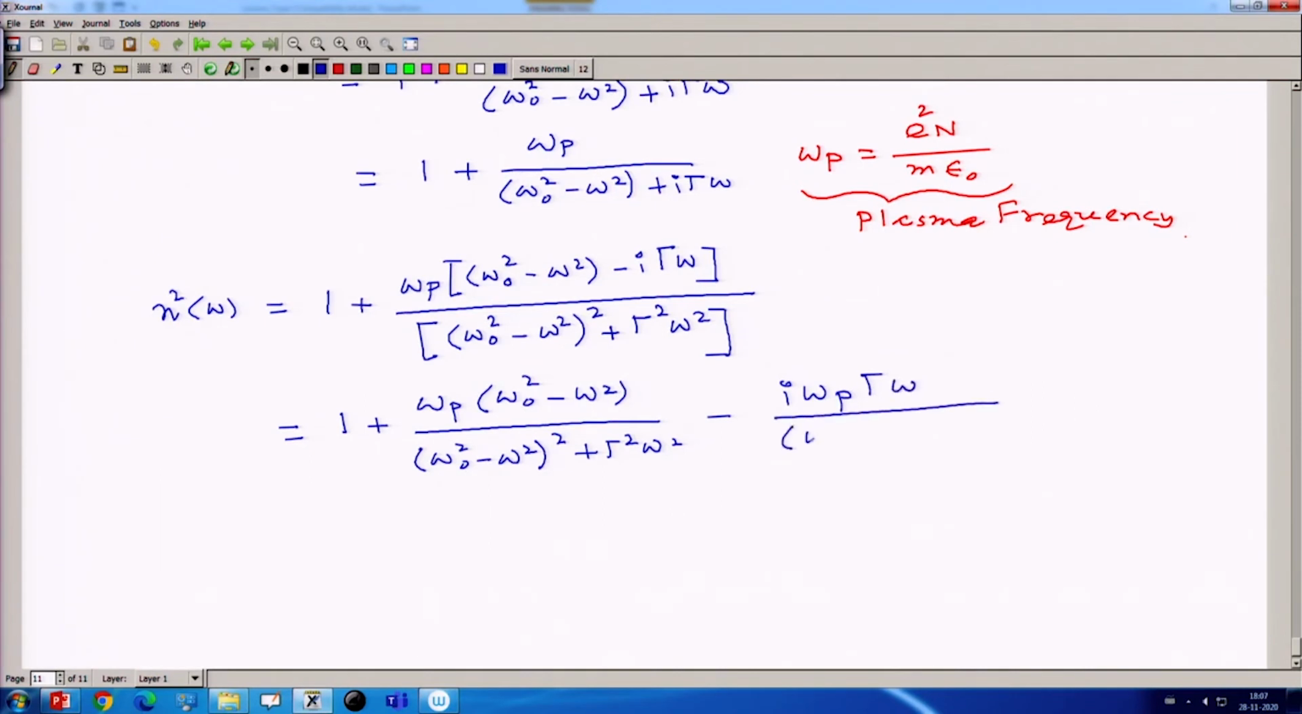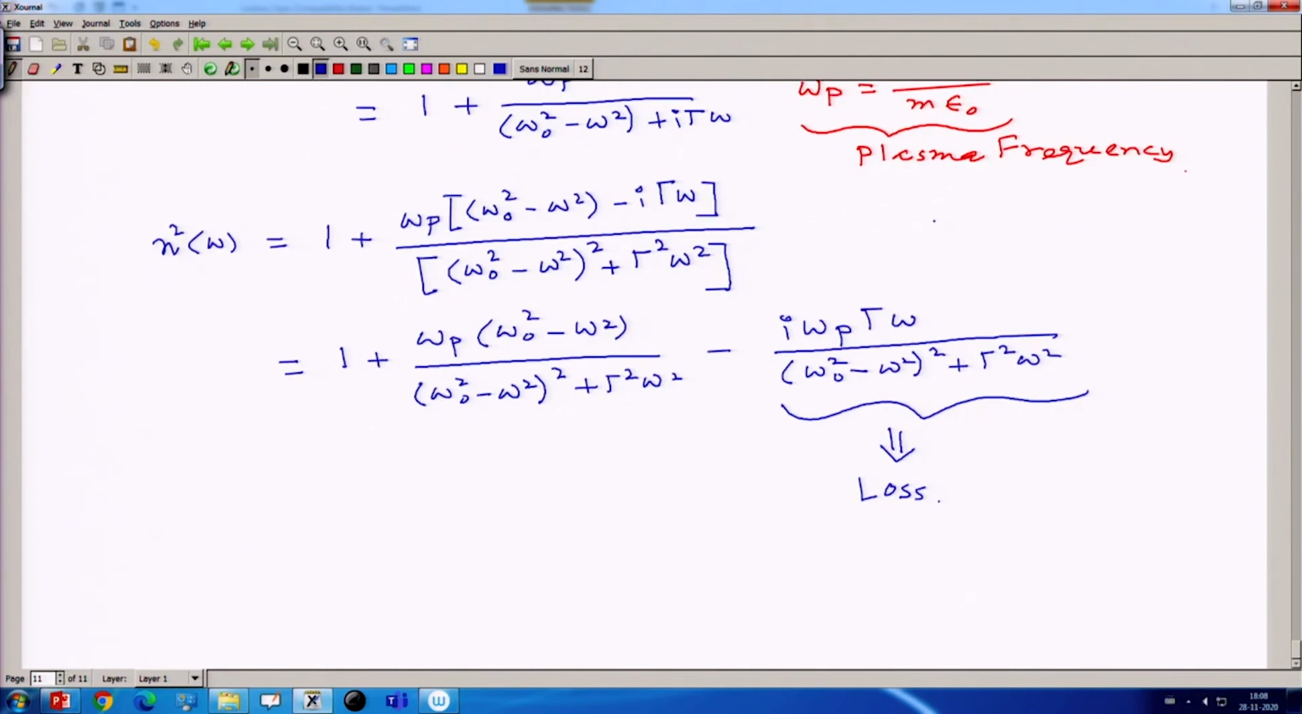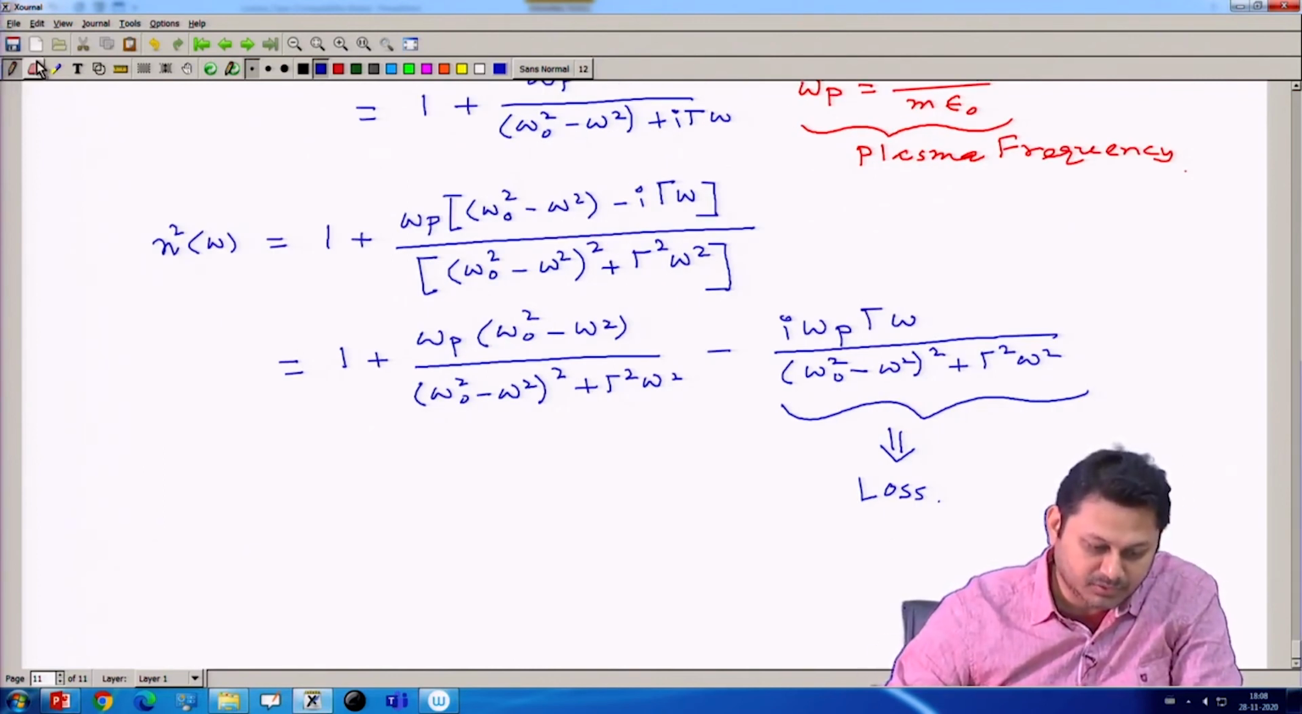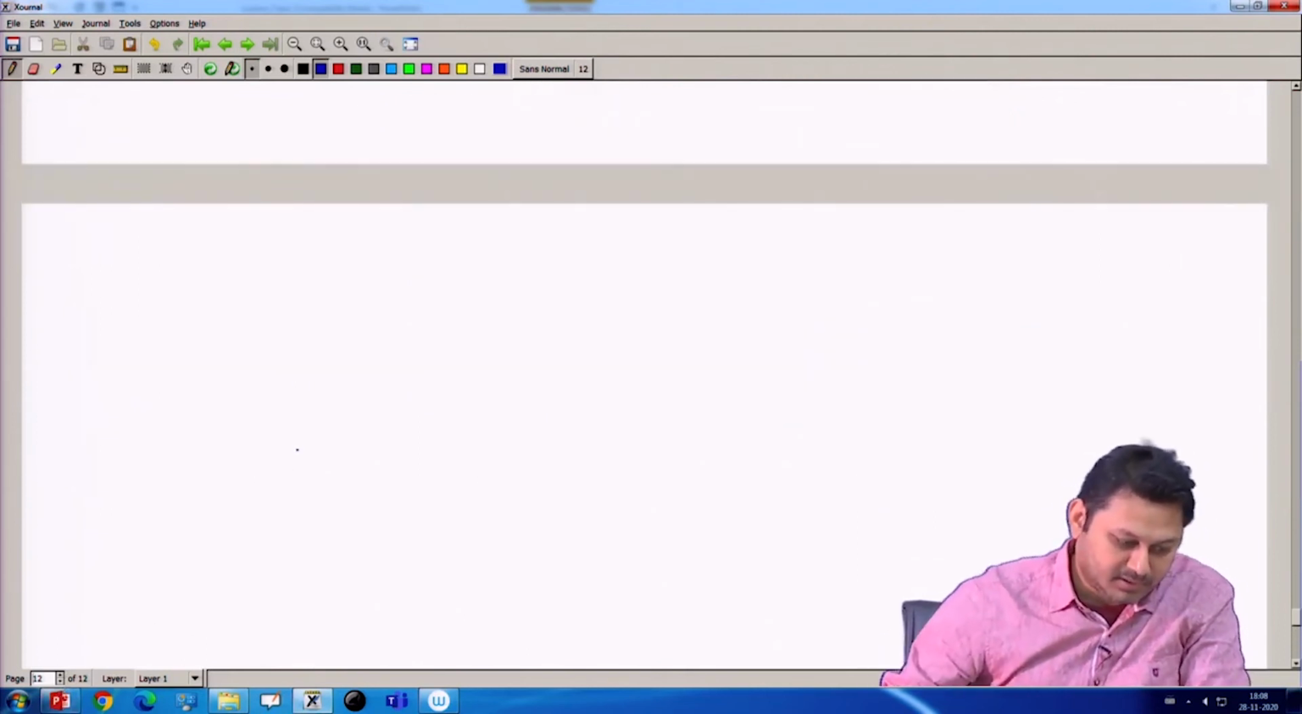all divided by omega 0 square minus omega square, whole square, plus gamma square omega square. So, this is the part containing the complex term, and this term basically gives us a loss. If the refractive index has a complex term, it gives us a loss. So, the refractive index contribution is coming through the first term, and that I need to just mention.